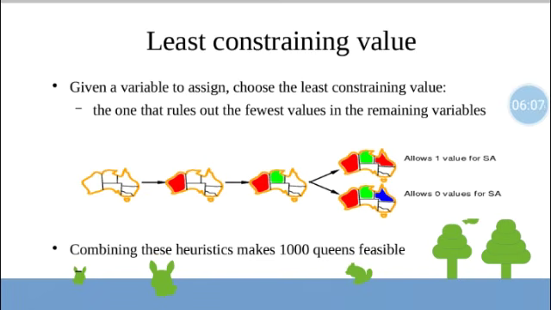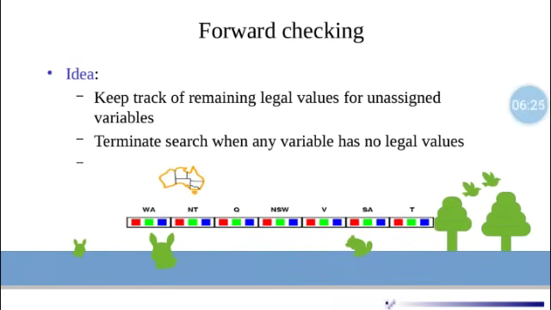Combining these heuristics makes 1000 queens feasible. So when we apply this method to the queens problem, we can apply it to more than 100 queens. Here we have 1000 queens feasible. Then there is one more method of backtracking, known as forward checking. The idea behind forward checking is to keep track of the remaining legal values for unassigned variables. Initially we have three options for each and every variable. There are 6 variables.